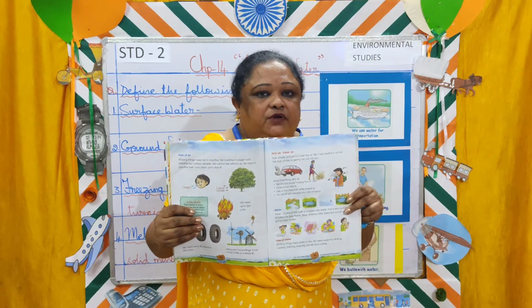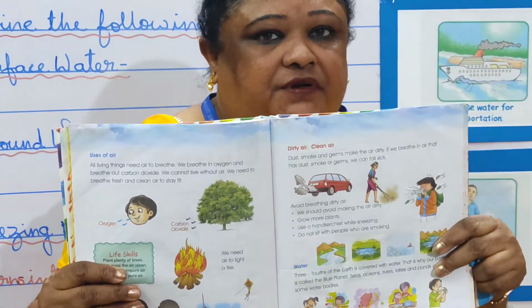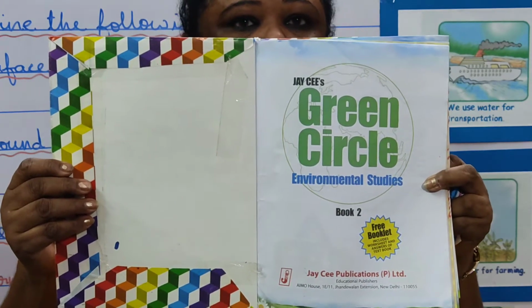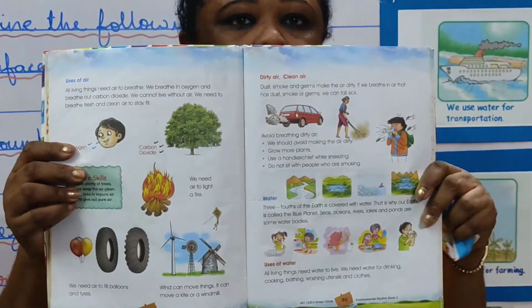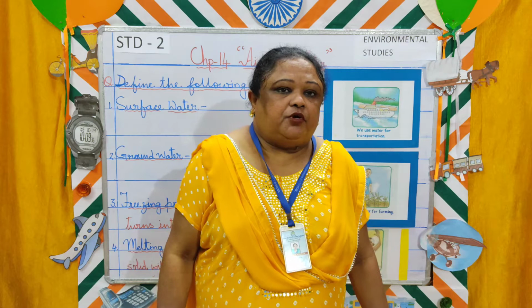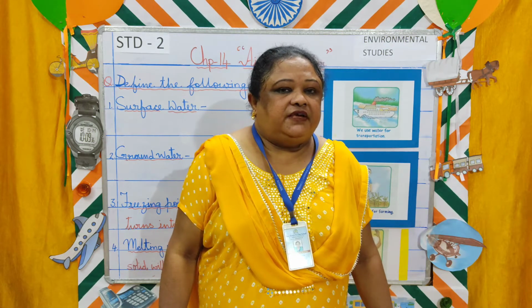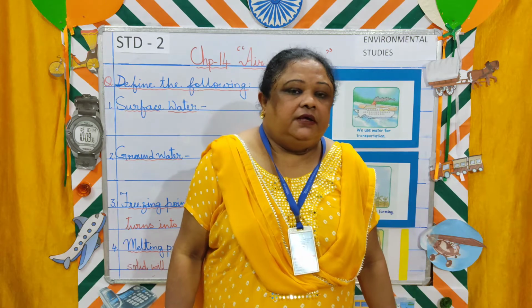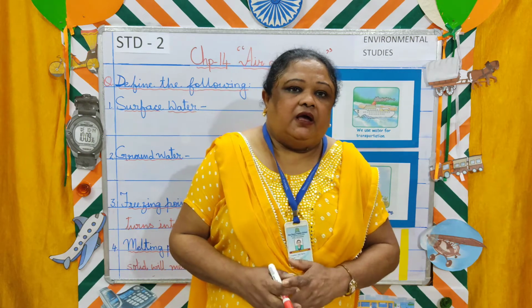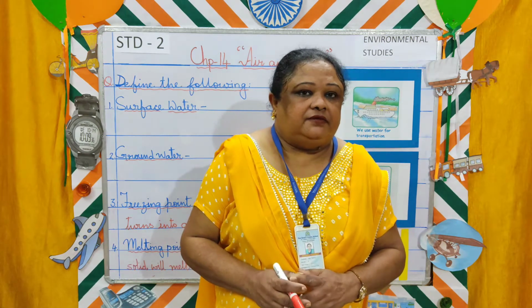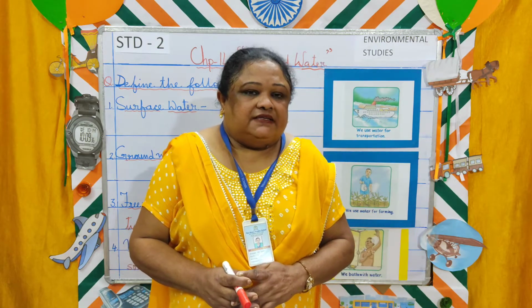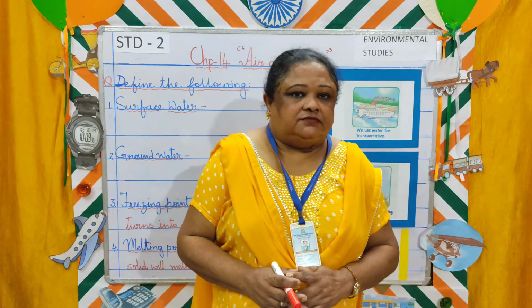Today we are going to do chapter 14, the second part of it from your Green Circle EVS book. Water. Now children, coming to the next important point, which is water. We cannot live without water, as you all know. Three-fourths of the earth's surface is covered with water. That is why our earth is called the blue planet. Oceans, seas, rivers, ponds and lakes are examples of water bodies.